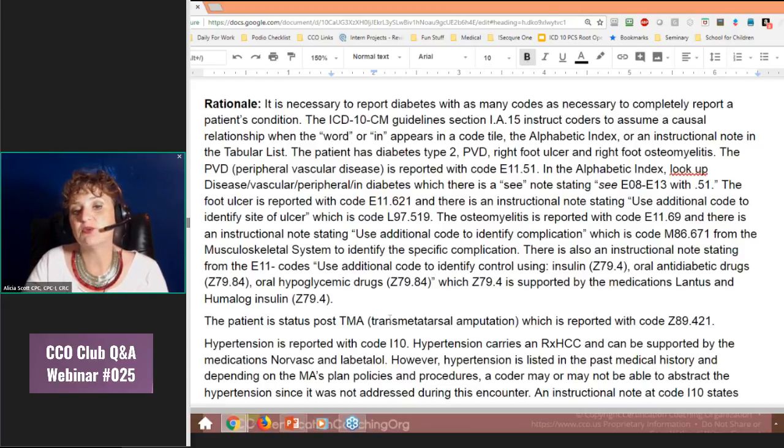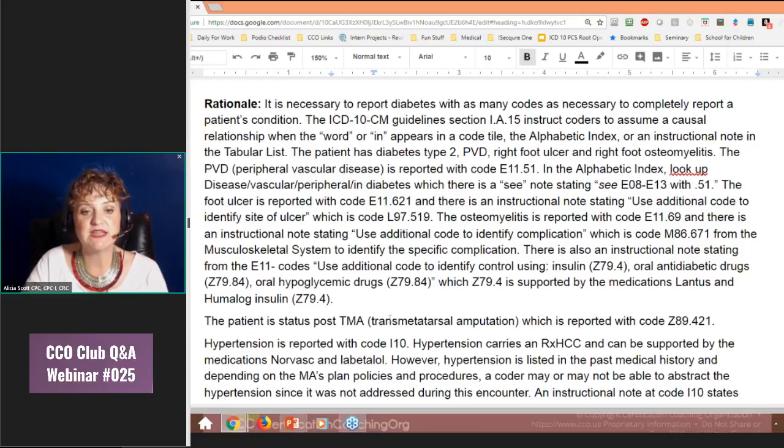L97.519. Osteomyelitis is reported with that complication code with diabetes, because there isn't a code for a patient that has osteomyelitis and diabetes, but it definitely is related because it's from the ulcer. Okay, and then we get into the, let's see, M86.671. That tells you, hey, if there's a complication, additional code, you need to code from the musculoskeletal system.